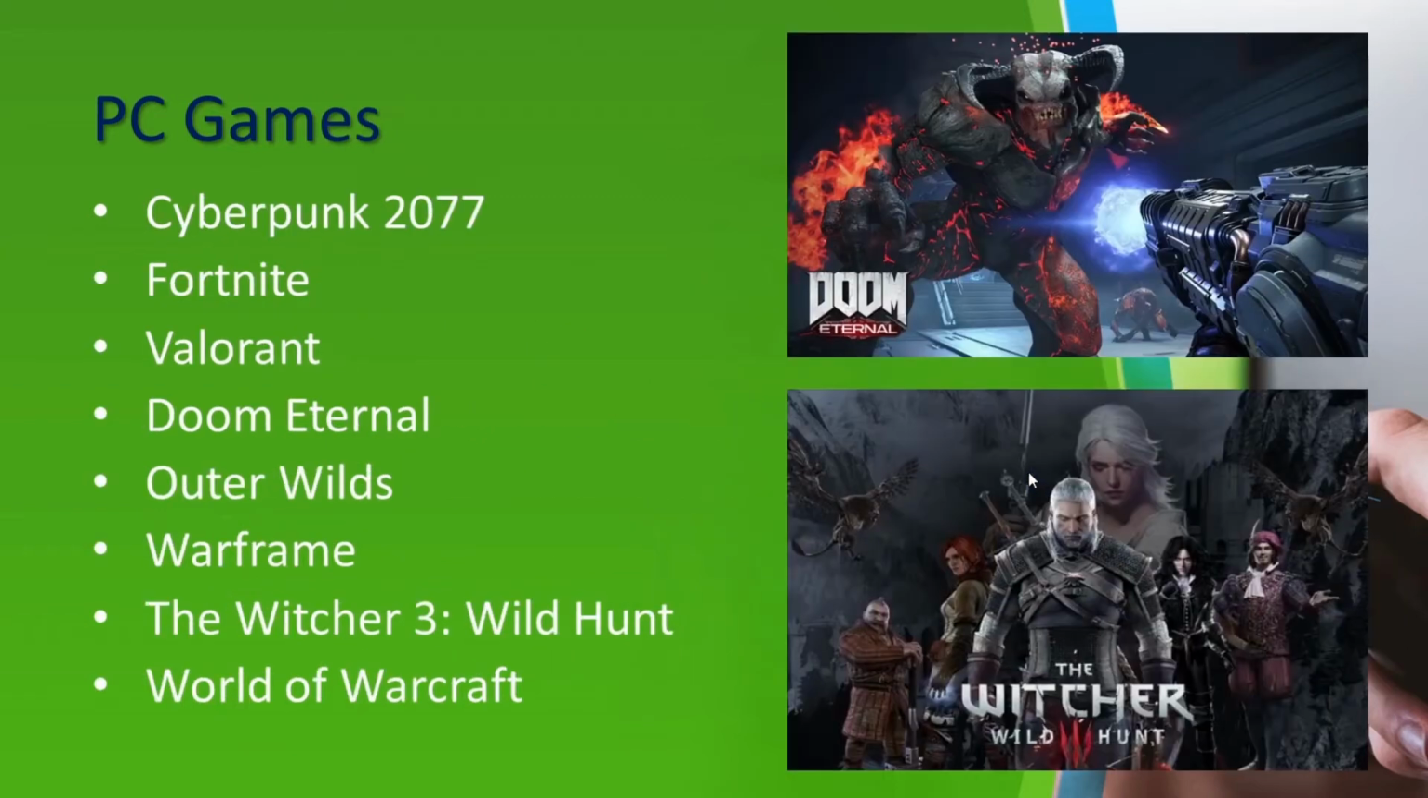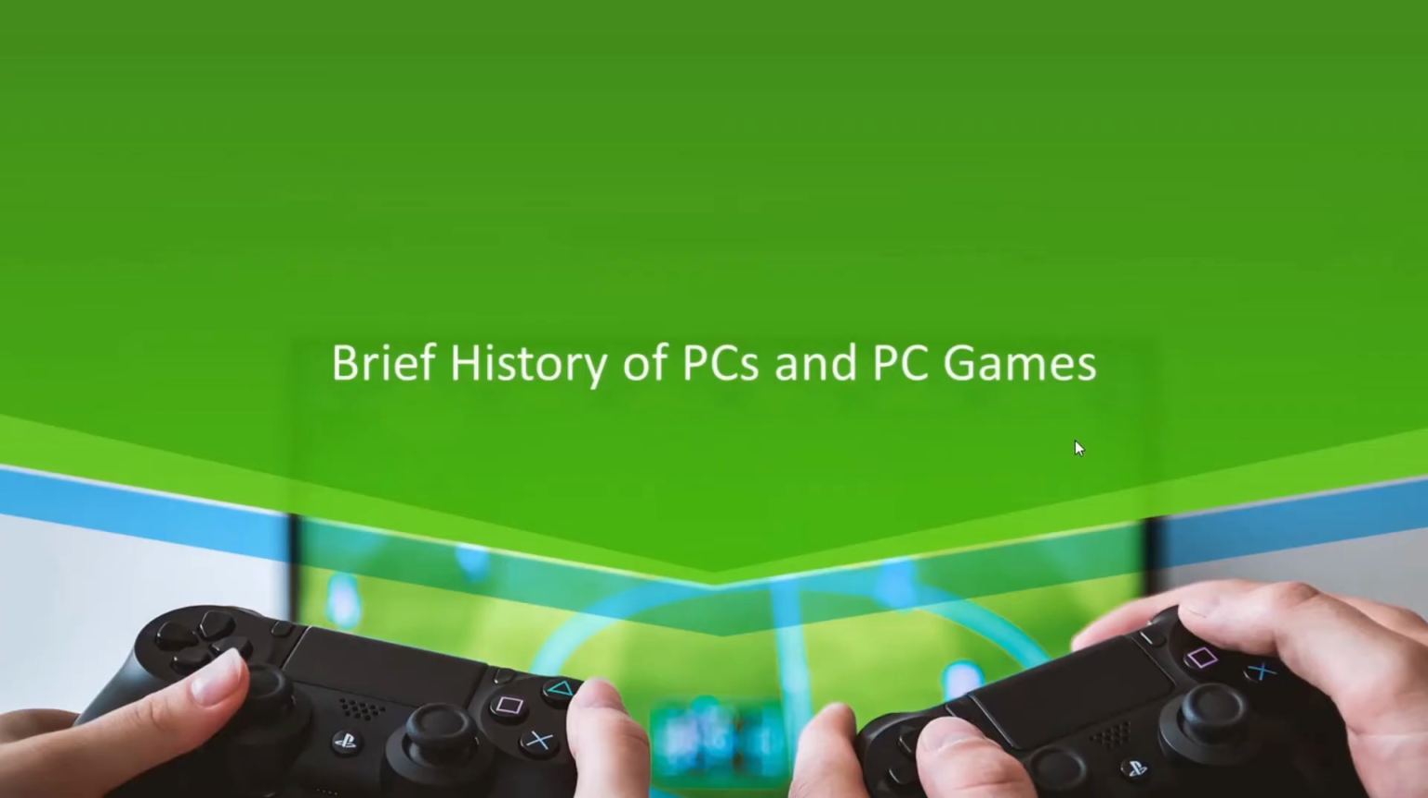So next, we have some examples of PC games. Okay, so this will be your Cyberpunk 2077, Fortnite, Valorant, Doom Eternal, Outer Wilds, Warframe, The Witcher 3 Wild Hunt, and of course, the infamous World of Warcraft. So now, we'll be having a brief history of PCs and PC games. In here, we'll be covering a lot of topics regarding different components, the history of components, and the history of some games that are famous now.